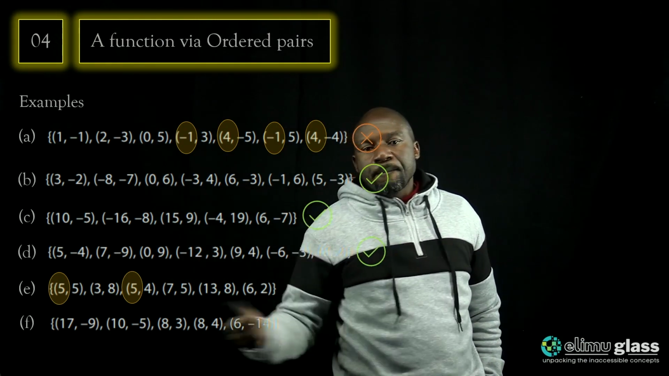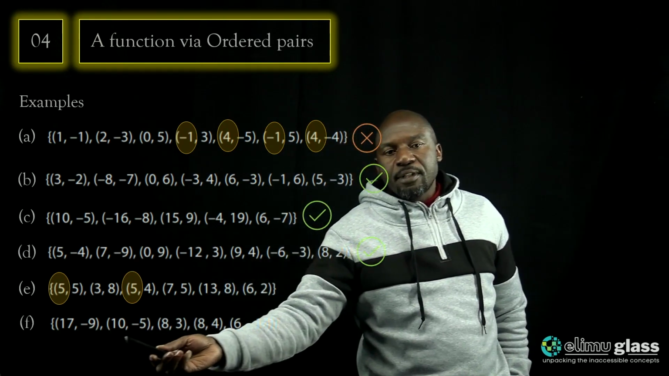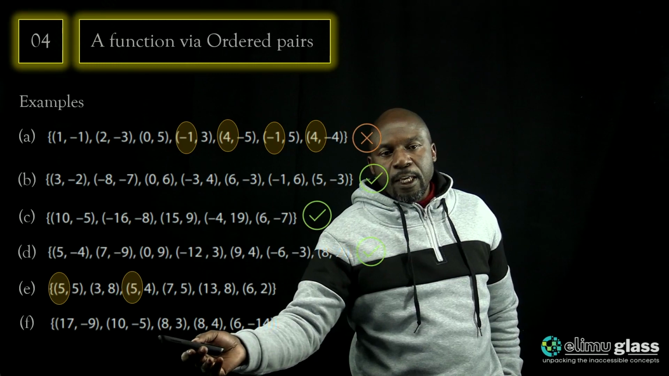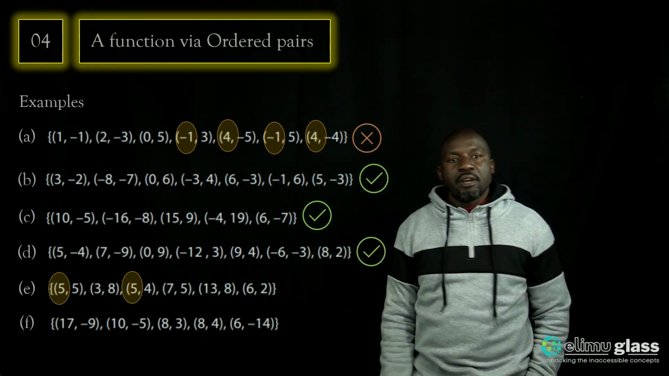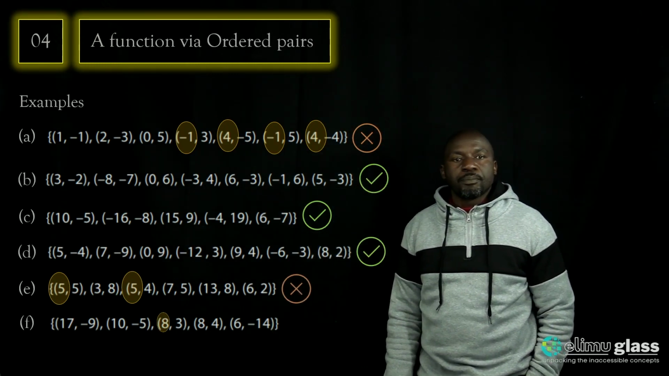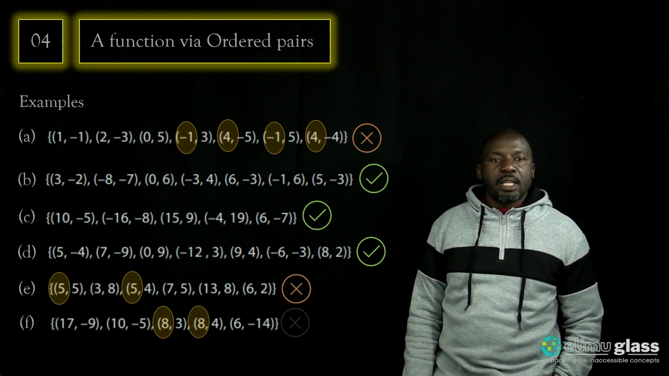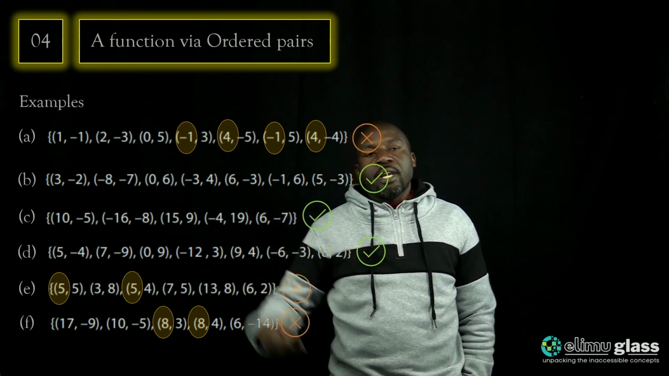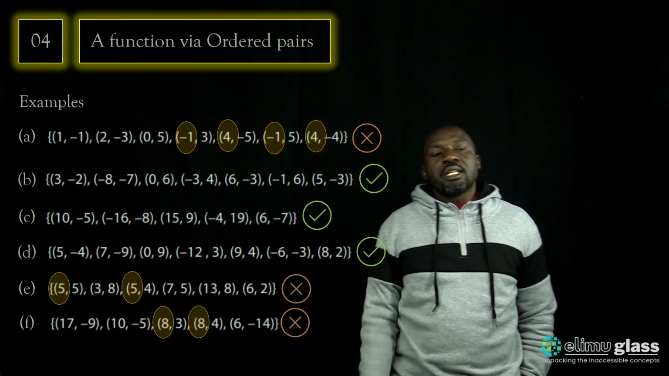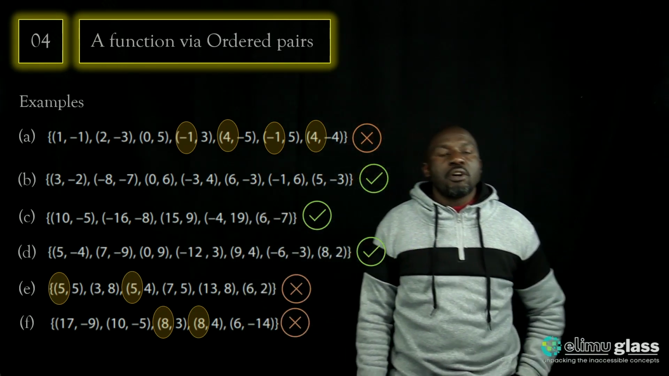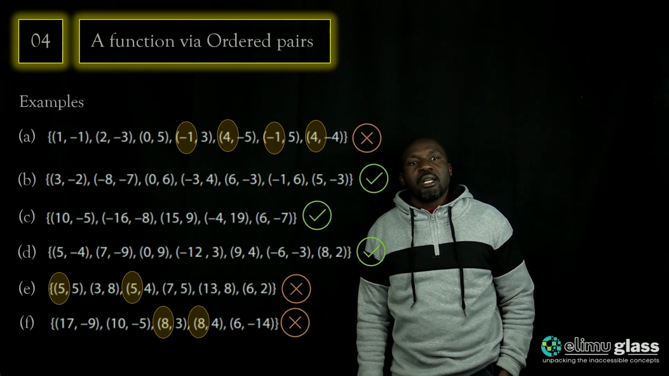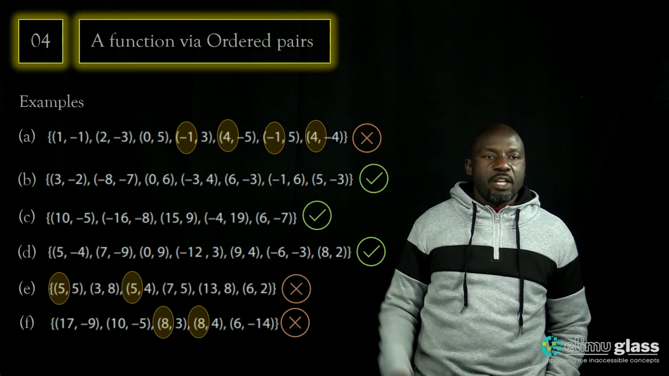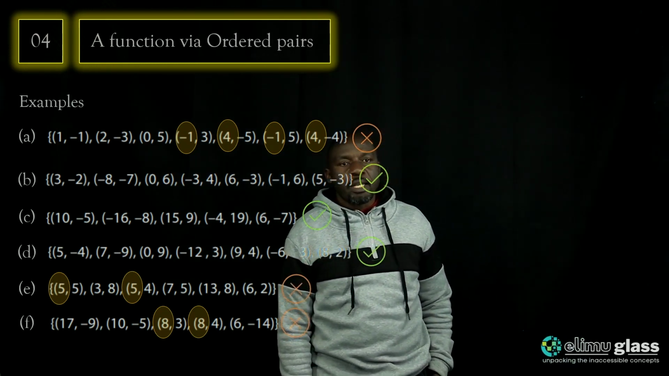The last one there, we have 17, we have 10, we have 8. 8 is repeated. So clearly there is a repeat, and therefore this is not a function. Okay, I'm talking about the last one there, so that cannot be a function. So given a set of ordered pairs as a relation, we can determine whether they belong to functions or not by just looking at the values of x and checking whether there is a repeat or not. As simple as that. Okay, let's move on.